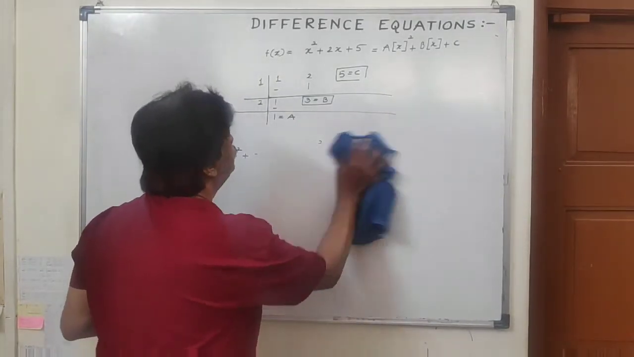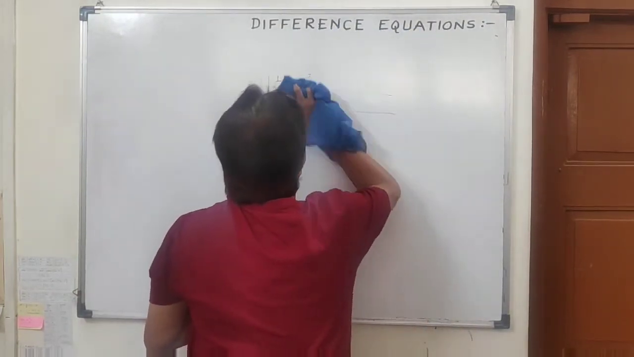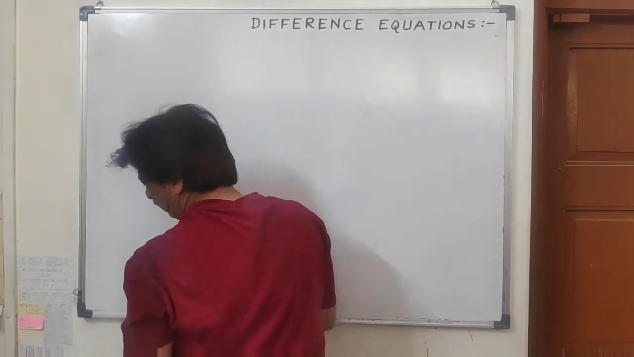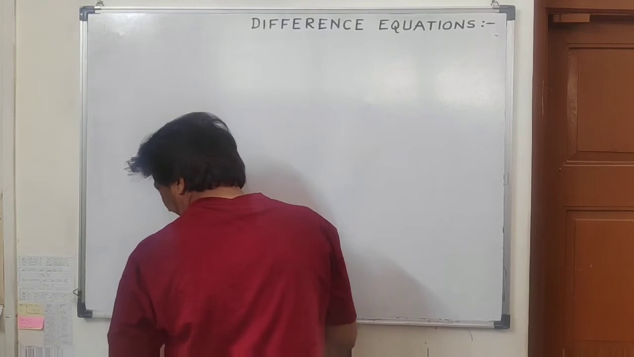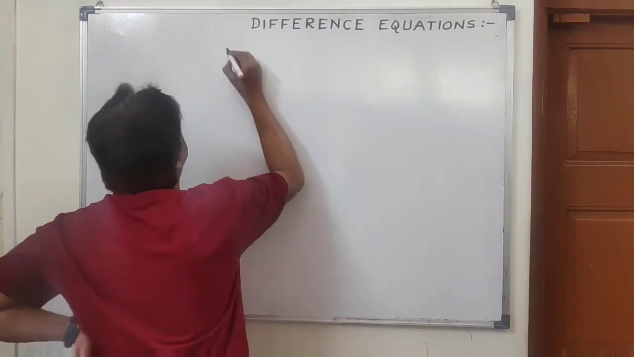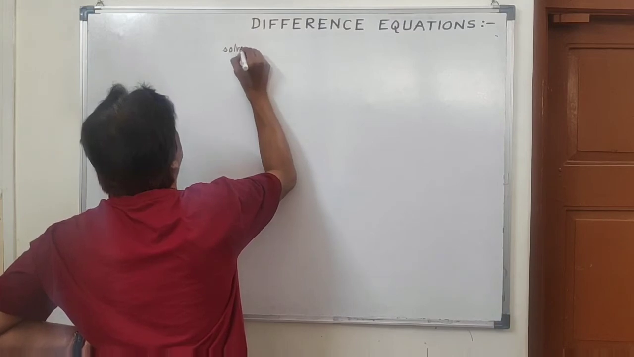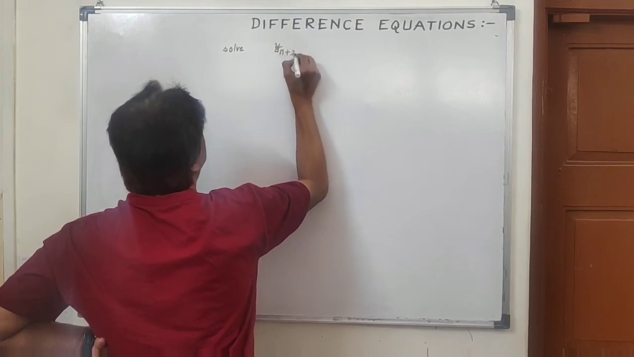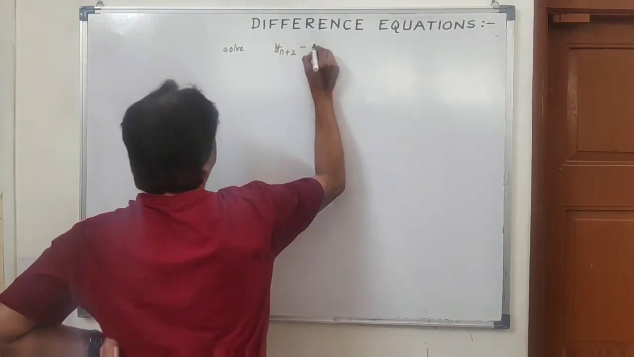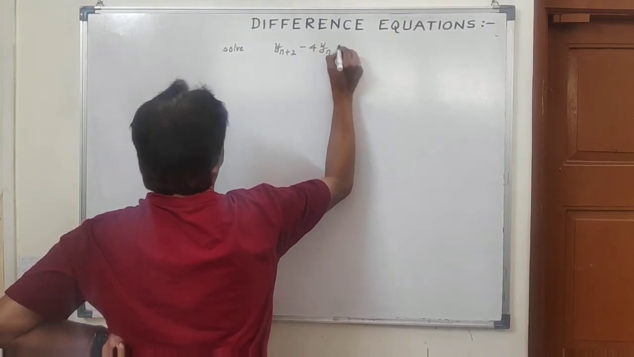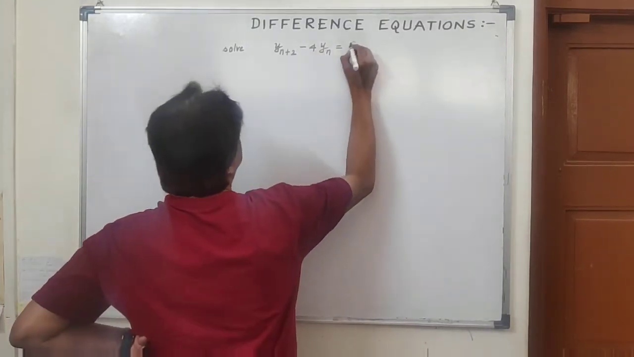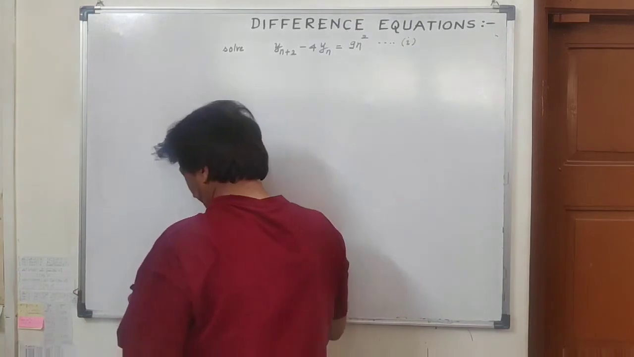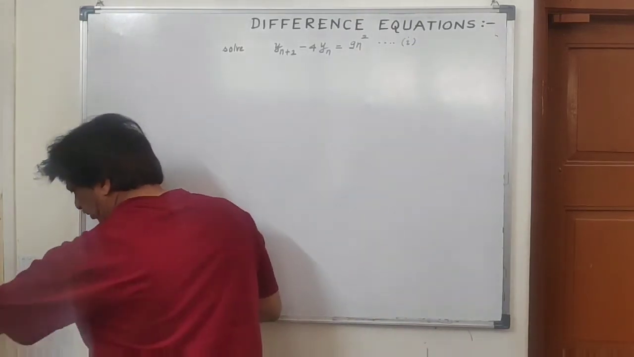Now, we shall solve one example based on this. Solve the difference equation y n plus 2 minus 4 y n is equal to 9n square.